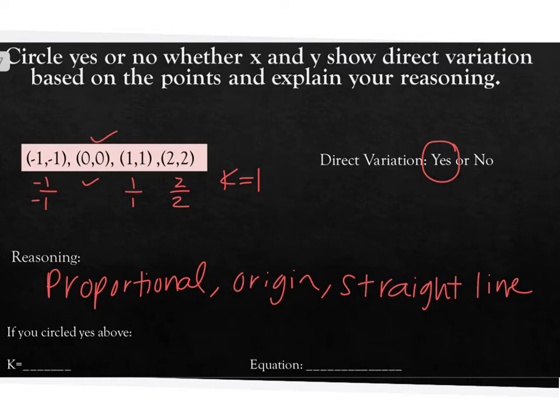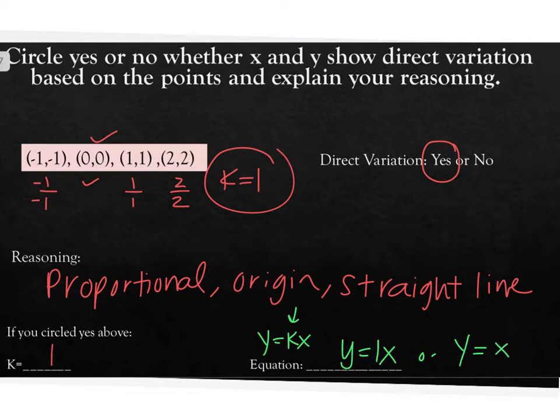Now, if we circled yes to above, we have to determine what our k value is. I just kind of talked about that here. Our k value is 1, okay? And then they want us to write an equation for this. Now, remember, when we talked about equations on the previous slide, it's going to be y equals kx. Well, we determined that our k, our constant, or our unit rate is 1 here. So our equation is going to be y equals 1x, or that could be written as y equals x, because you don't have to technically write that 1 there. So that would be the equation for this example.